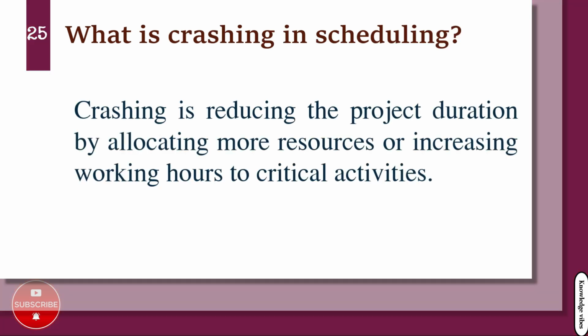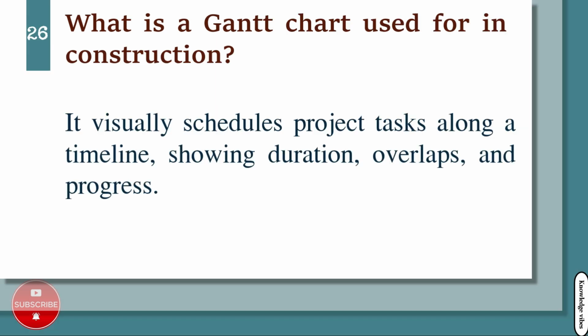What is crashing in scheduling? Crashing is reducing the project duration by allocating more resources or increasing working hours to critical activities. What is a Gantt chart used for in construction? It visually schedules project tasks along a timeline, showing duration, overlaps, and progress.